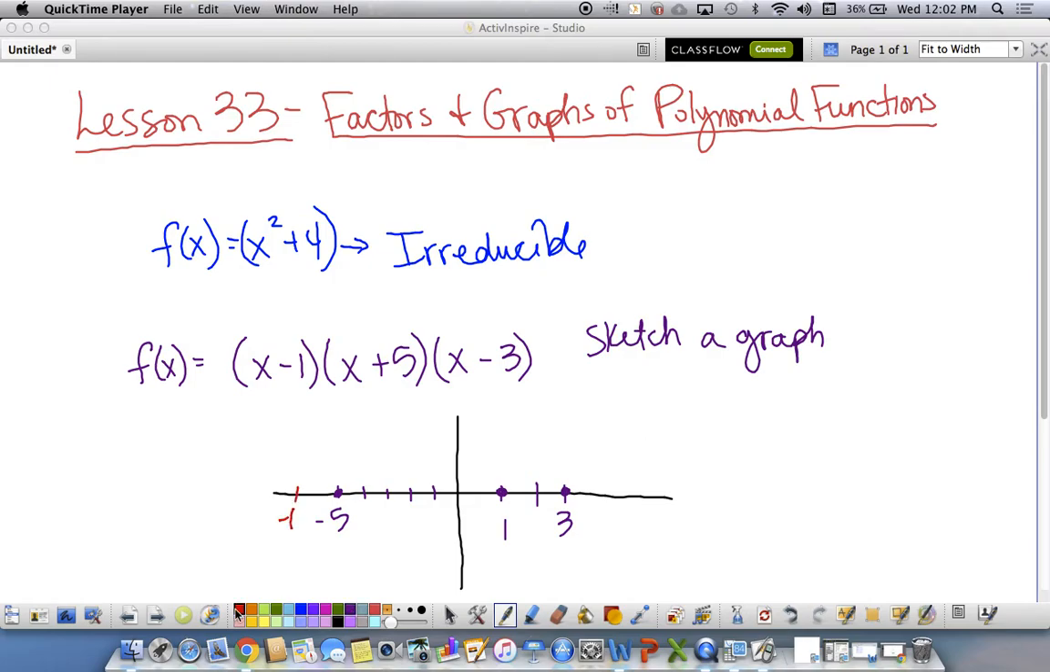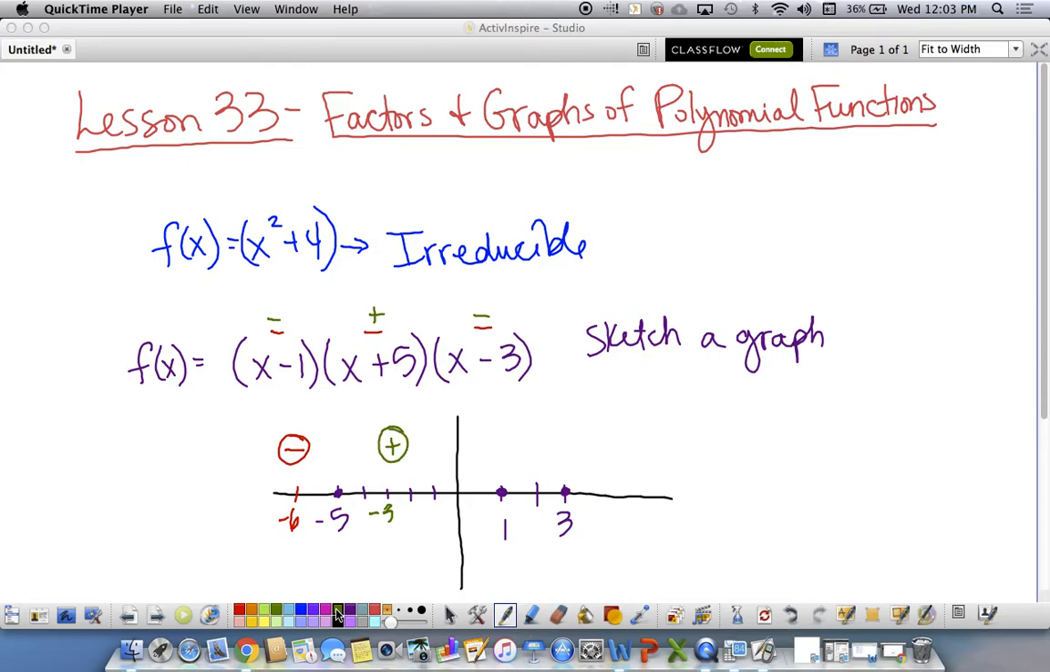If we plugged in negative 6, negative 6 minus 1 would be a negative. Negative 6 plus 5, we would have a negative. Negative 6 minus 3, we would have a negative. And a negative times a negative times a negative is going to be what? That's right, negative. And so far, we've been able to pick other numbers. If we picked a negative 3, sorry about that, plugging in a negative 3 would be a negative, and a positive, and a negative, which would be positive.